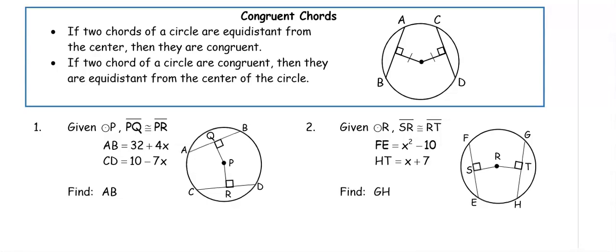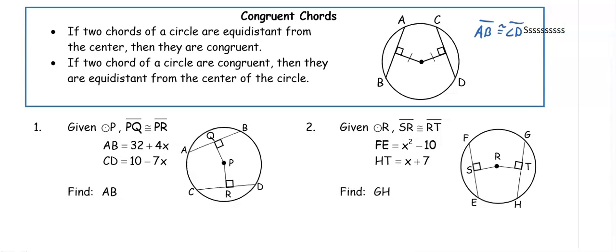So today we're going to look at the relationship of congruent chords. So congruent chords: if two chords of a circle are equidistant from the center, they are congruent. So if we have that they are equidistant away, that means that AB, which is a chord, is going to be congruent to the length of CD. It also works the other way. If two chords are congruent, then they are equidistant from the center.